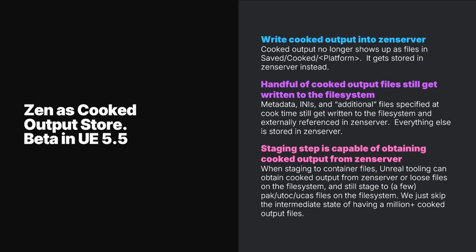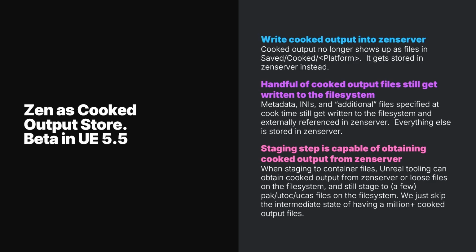So this is where we introduce Zen as cooked output store. So what we're doing here is we're writing cooked output to ZenServer. That means the cooked output no longer shows up as files in the saved cooked platform directory. Instead, it gets stored in ZenServer. There are a handful of cooked output files that we still end up writing to the file system. Metadata, INIs, and a few additional files specified at cook time. They get written to the file system and then externally referenced by ZenServer. So ZenServer is aware of them, but it's not storing them internally. Everything else is stored in ZenServer.